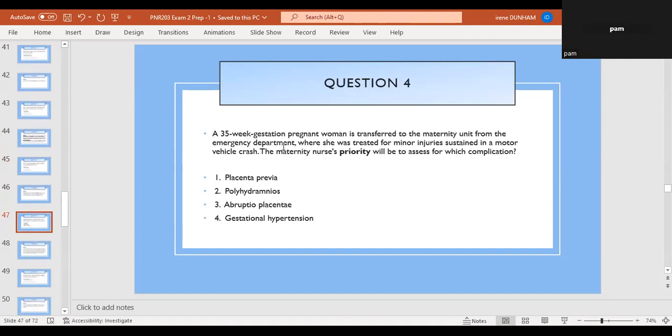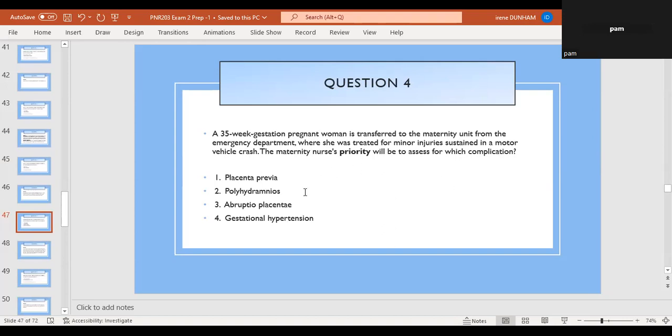All right. A 35-week gestation pregnant woman is transferred to the maternity unit from the emergency department. Okay. So she was treated for minor injuries sustained in a motor vehicle crash. She had a car accident. What's the maternity nurse's priority will be to assess for which complication?